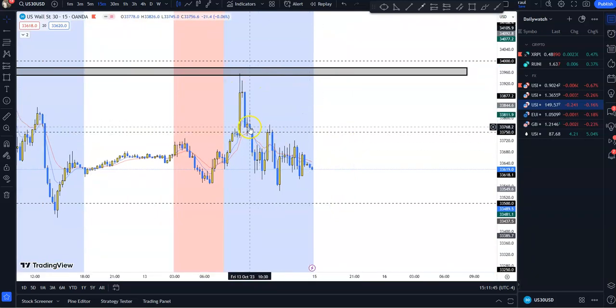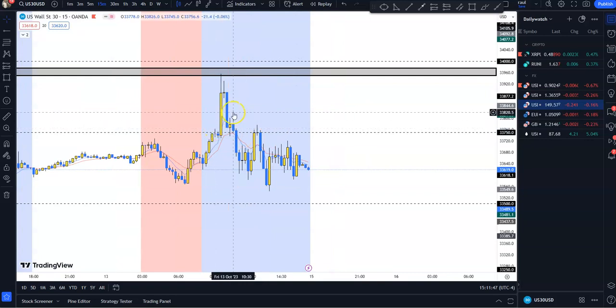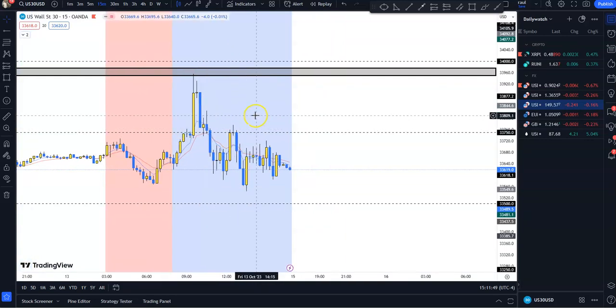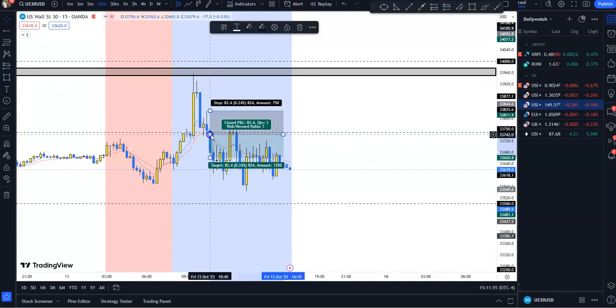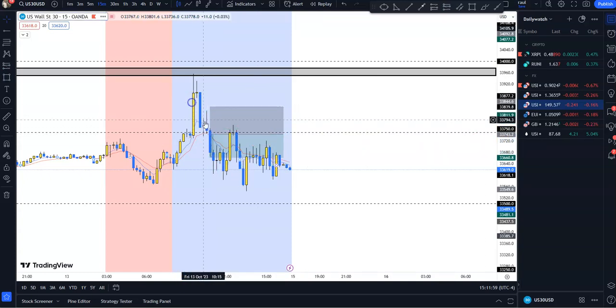But I would have waited for this setup where we have this drop, base, drop formation, and then when we broke below this candle's low, that's when I would have taken the trade. And you can see we came back inside 33,750. So stop loss up here.